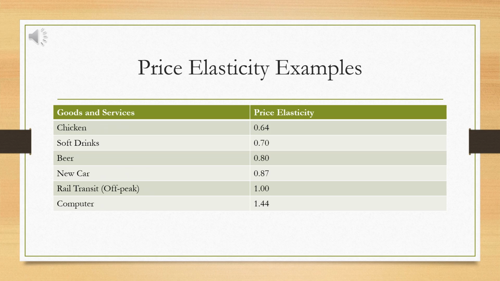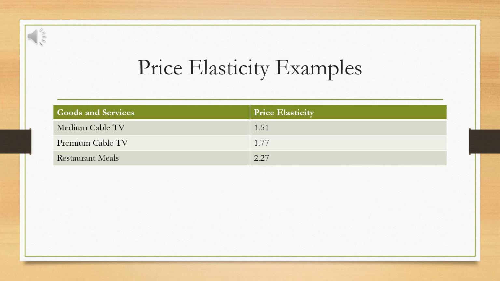We continue the third part of the table with 3 different groups of goods and services. The first group of elasticity below 1, the second group of elasticity equal to 1, and the third group of elasticity above 1. So we have chicken 0.64, soft drinks 0.7, beer 0.8, new car 0.87, rail transit at off-peak 1, and computer 1.44. Lastly, we have the above 1 elasticities.